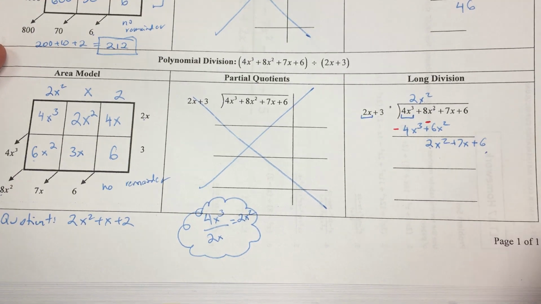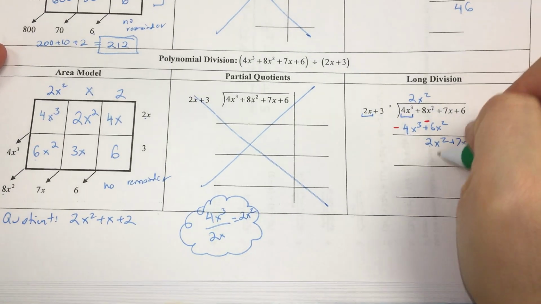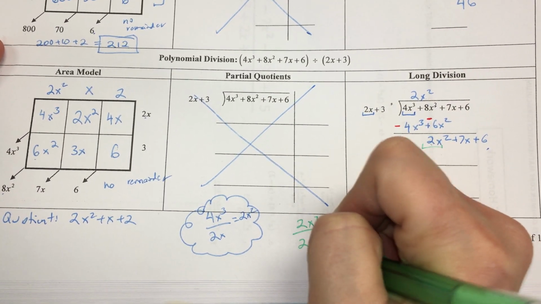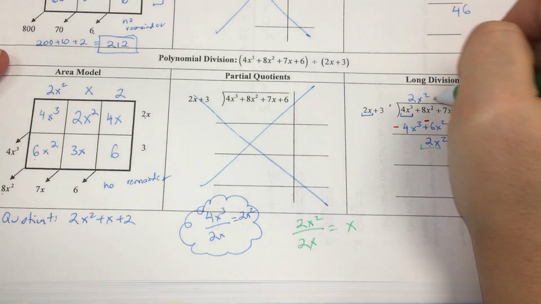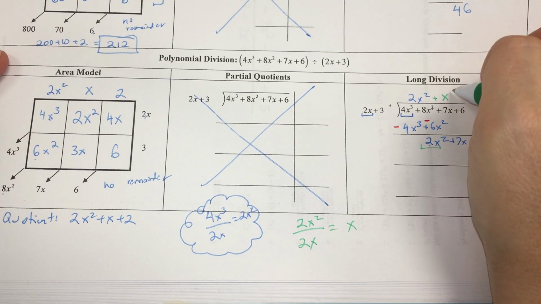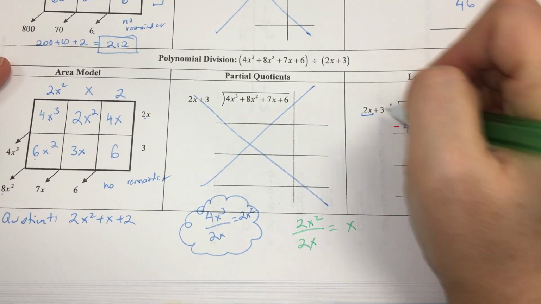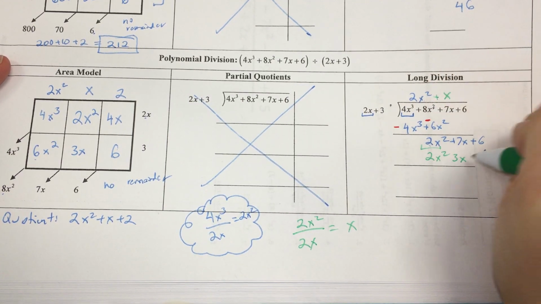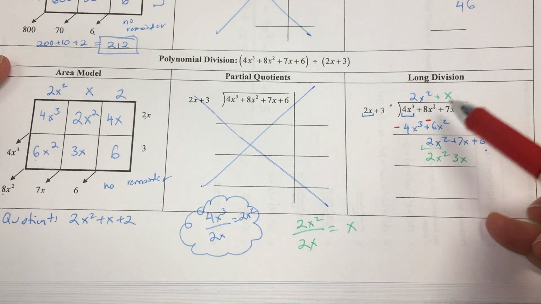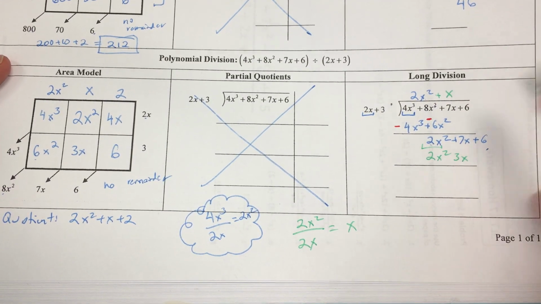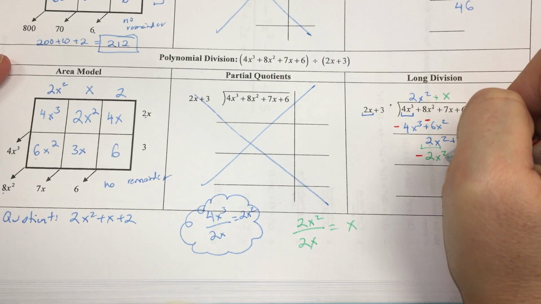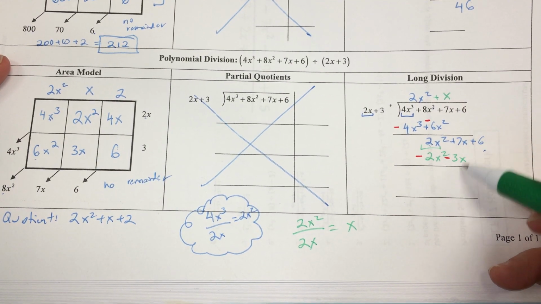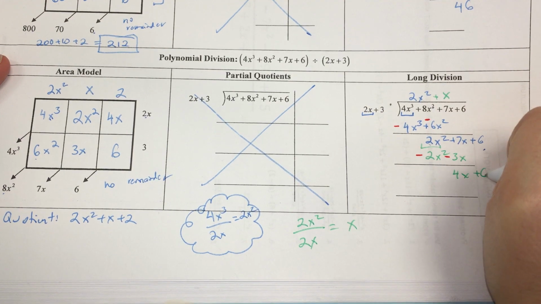So now we're going to repeat. I'll do this one in green. I'm going to have a division thought. I'm going to grab my 2x squared, and I'm going to divide it by 2x. That's my division thought, and that gives me x. I'm going to write that on my quotient line. Now I'm going to multiply back. x times 2x is 2x squared. x times 3 is 3x. Multiply back, subtract, and bring down. So now when I subtract this, 2x squared minus 2x squared is gone. 7x minus 3x is 4x, and I'm going to bring down my 6.